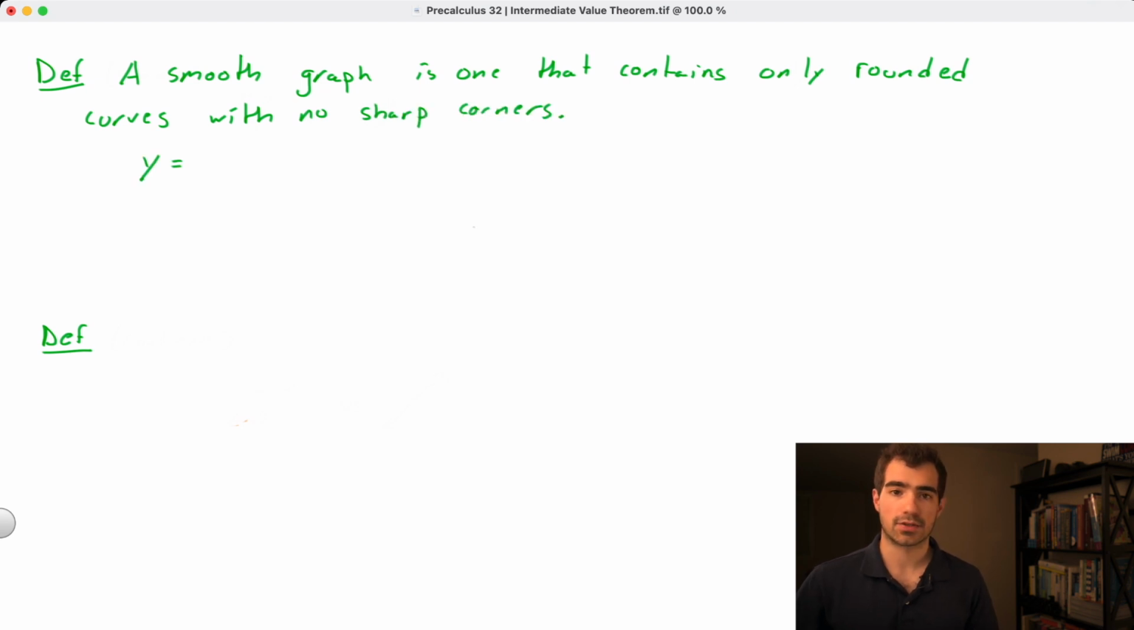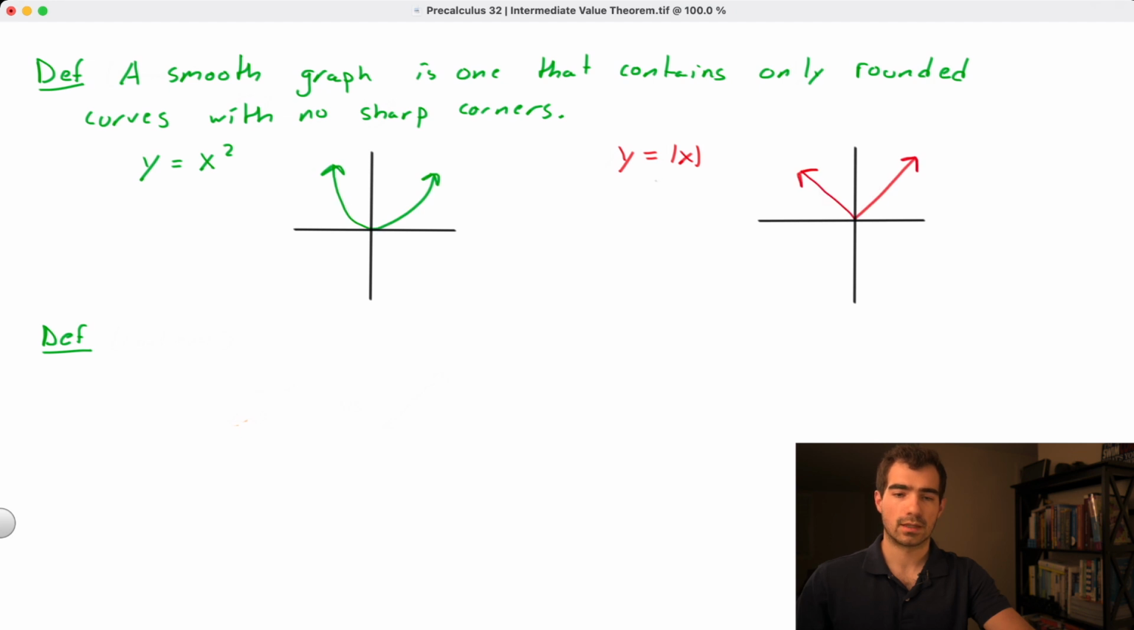And specifically to illustrate this, we can think of comparing and contrasting the graphs of y equals x squared with the graph of y equals the absolute value of x. Now, both of these graphs have a vertex. However, specifically on the left here, this vertex occurs at a rounded curve. And so we would say that the function y equals x squared is smooth. The absolute value of x, on the other hand, comes to a point. It has a corner. And so we can recognize that the graph of the absolute value of x is not smooth.